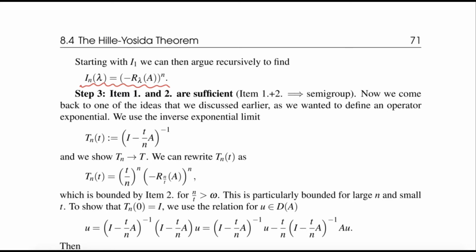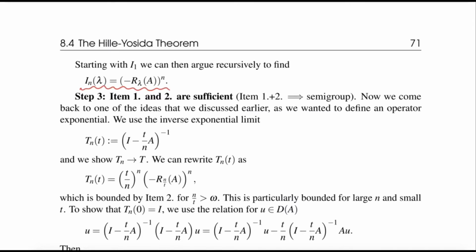Okay, so that was one direction. Now let's move in the opposite direction. So let's assume item 1 and item 2 are true, and we want to construct the semigroup. We construct the semigroup by the negative exponential sequence. So where's my box?